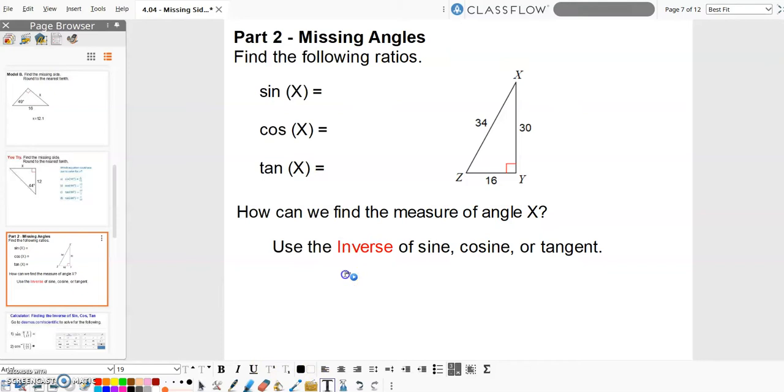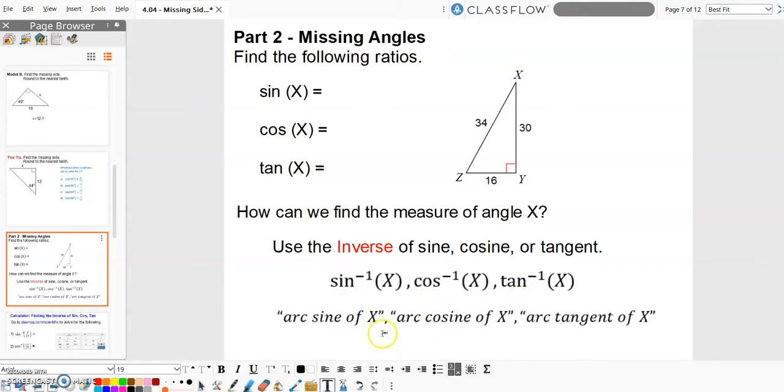There's some notes here: arcsine of x, arccosine of x, or arctangent of x. So these are the inverse sine, cosine, tangent, also known as arcsine. So there's my answer. We have x is equal to 28.1 degrees, if you want to put that in there.